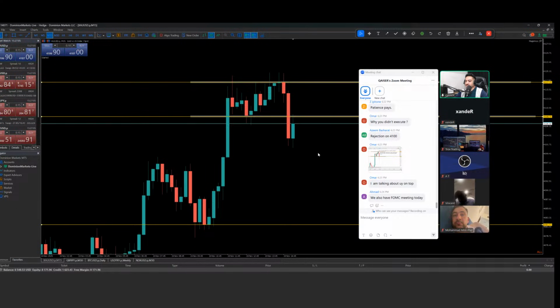Now that it has retraced half of the previous candle, isn't a sell move risky? If you want to see a retracement, it should not be more than 50% of the previous candle. If it moves 50%, okay. If it moves more than 50%, then it becomes risky.